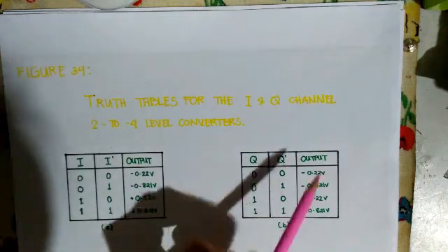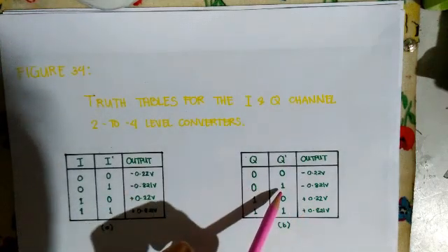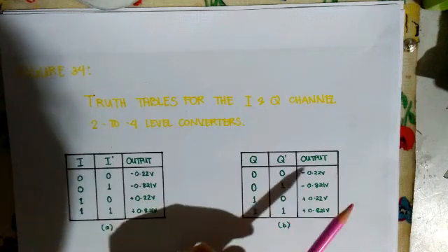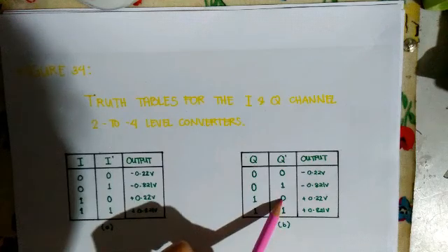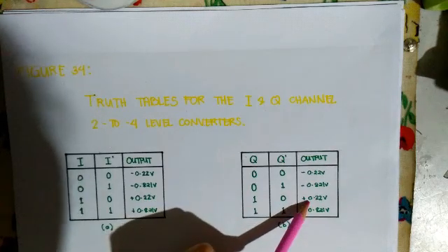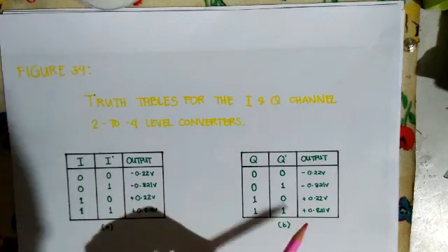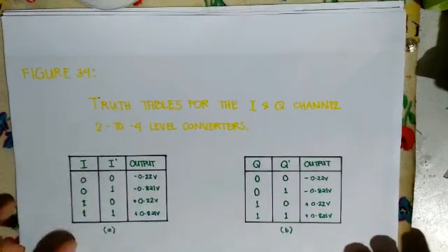And the same goes for the Q channel, which is, if both Q and Q prime are 0, the output is negative 0.22 volts. If Q is 0, Q prime is 1, the output is negative 0.821 volts. Q is 1, Q prime is 0, the output is positive 0.22 volts. And if both Q and Q prime are 1, the output is positive 0.821 volts.